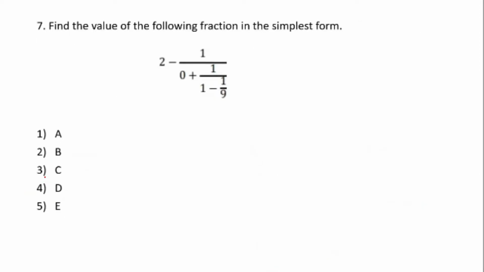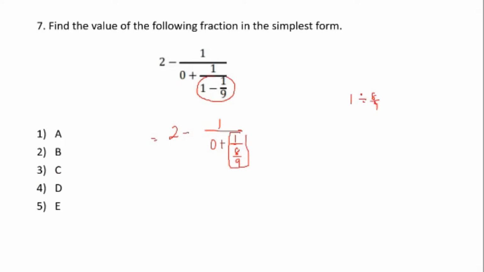Number 7, find the value of the following fraction in the simplest form. It looks very complicated, but this is actually just a simple subtraction of fractions. First, let's work out the bottommost denominator. So 2 minus 1 out of 0 plus 1 out of 1 minus 1/9, that's equal to 8 out of 9. We've learned that fraction means division, so here 1 out of 8 out of 9 can be written as 1 divided by 8 out of 9.